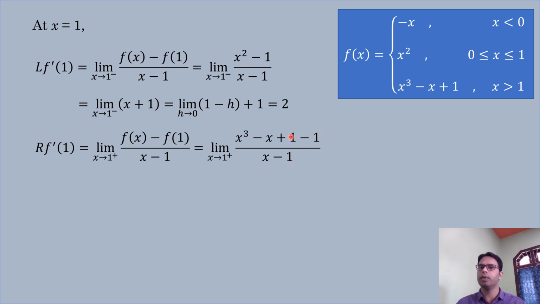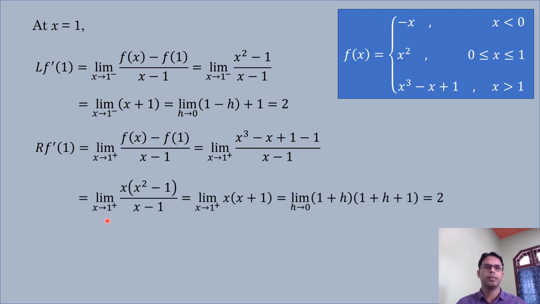This positive and negative 1 is cancelled. One of the x's can be taken common. You see, x tends to 1 plus, x into x square minus 1 divided by x minus 1. This one is already cancelled. So this is x plus 1 into x minus 1. So x minus 1 will be again cancelled, and so x into x plus 1 will remain there.